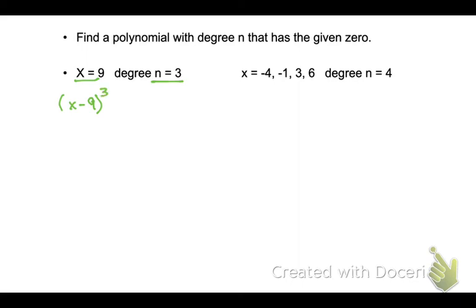So that means I have to do x minus 9 times x minus 9 times what? X minus 9. I'll give you the first one. It's x squared minus 18x plus 81. Now you get to FOIL the next one.